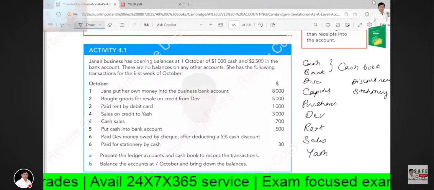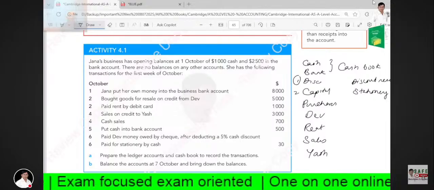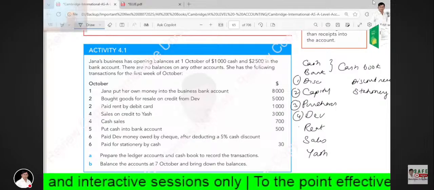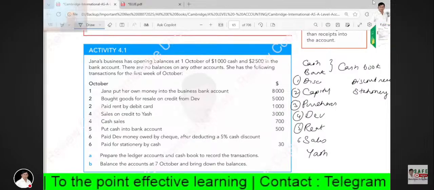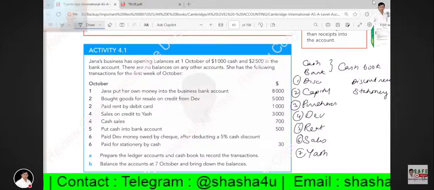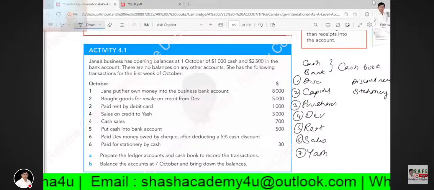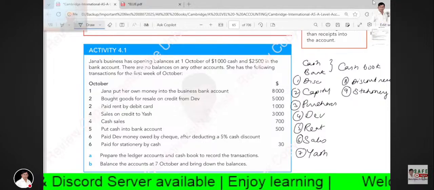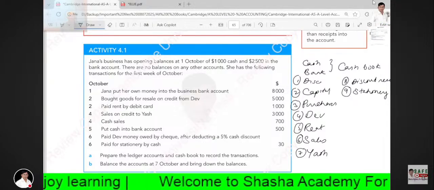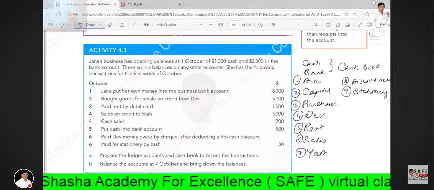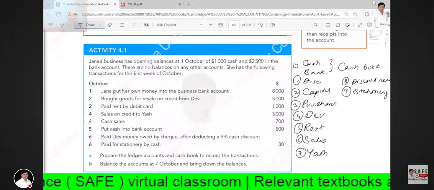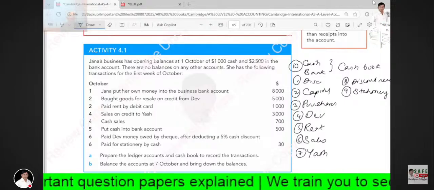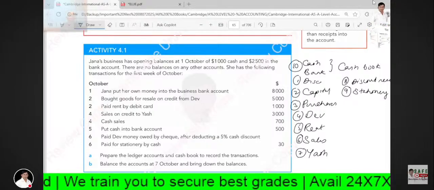So how many accounts do we need to prepare? 1, 2, 3, 4, 5, 6, 7, 8, 9, and 1 cash book. So cash book is a ledger account as well as a book of prime entry. So first we'll prepare cash and bank account. Then we'll prepare all these accounts simultaneously. Okay.